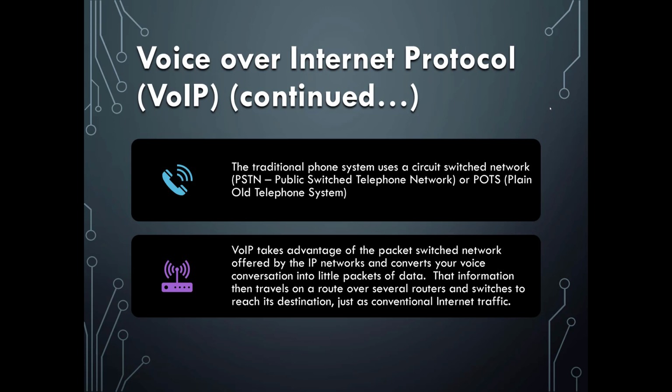Now, the traditional phone system was a circuit switched network, the plain old telephone system, POTS, or PSTN, public switched telephone network. That was what the infrastructure was for. It was never for anything other than that. The newer data networks are not circuit switched. They're packet switched, meaning they are divided up into millions of little packets. VoIP takes advantage of packet switched networks offered by IP networks, and converts your phone conversation into a bunch of packets. As I said, that information then travels on a route over several routers and switches to its final destination, just as conventional internet traffic does.